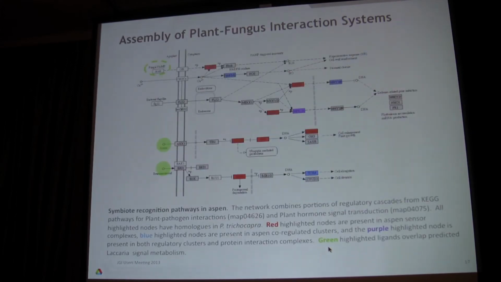But one of the things we can also do is find the overlap between our predicted networks, and here's an example that was culled from KEGG for symbiote recognition pathways. In this figure, too small for you to see, but I just want to point out things highlighted in green are those metabolites that we identify by metabolic modeling. Red ones are those in our predicted sensor complexes. Blue ones are in our differentially expressed genes. So our very naive, data-driven model of symbiotic detection, again, overlaps a great deal of what we expect to see.